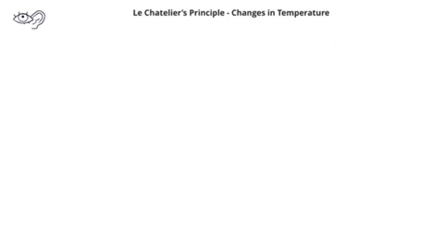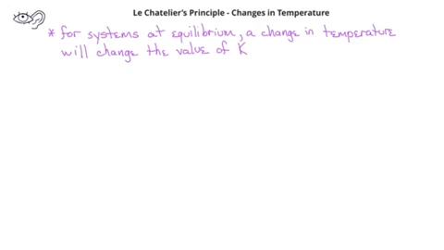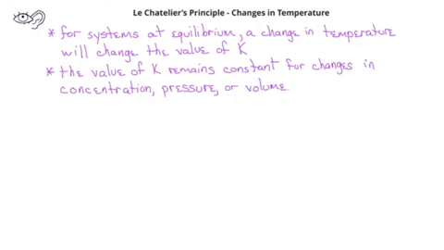When we look at changes in the temperature and how they affect an equilibrium system, one thing that will be very different from the other changes is that a change in temperature will change the equilibrium constant for the system. When we change concentrations of reactants or products, or when we change the volume or pressure of a system at equilibrium, there is no change to the equilibrium constant.